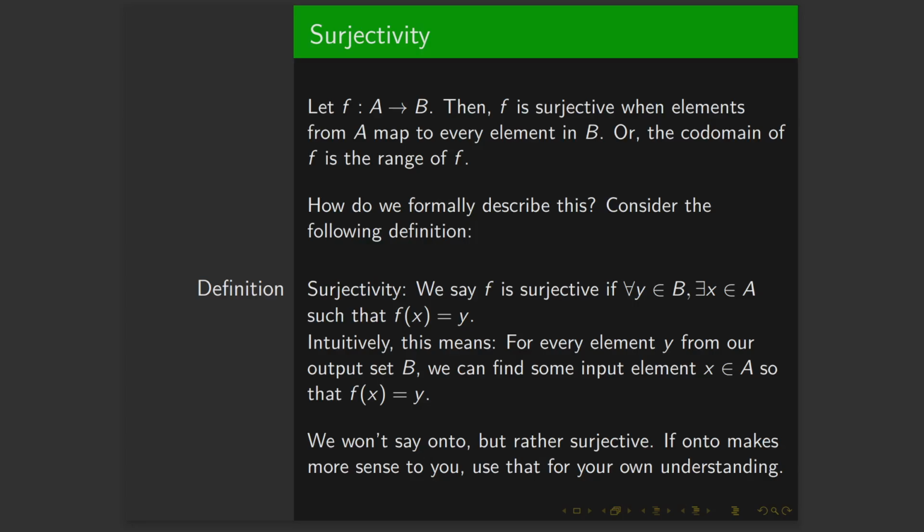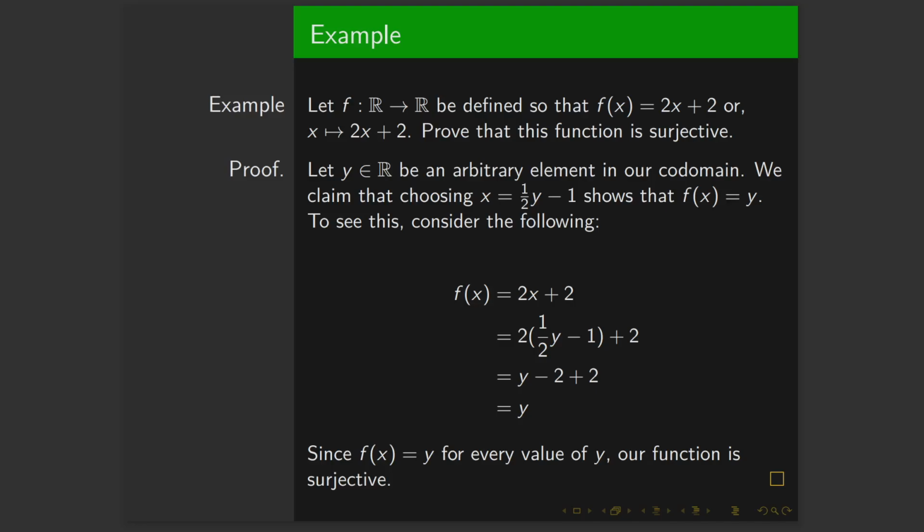And how can you formally describe this? How do you formally prove this? Well, we say that f is surjective if for every y in B, so every point in our codomain, we can find some x so that f of x is equal to y. And we won't say onto, but rather surjective. So let's do an example. We're going to take f of x is equal to 2x plus 2. We're going to show that this is surjective.